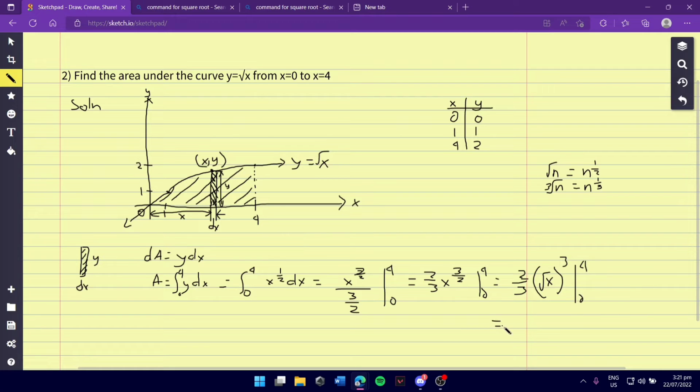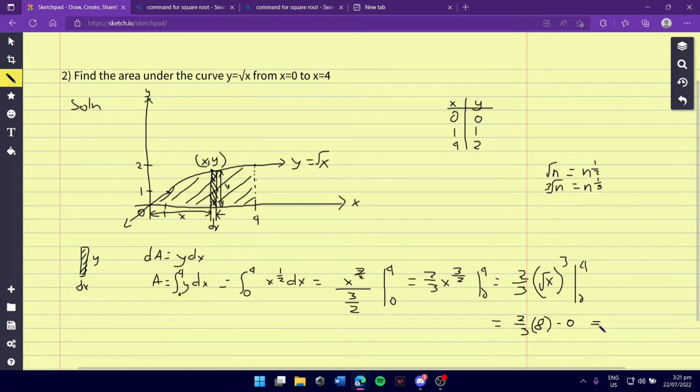And then next, we will solve for the limits. So this is 2/3. So the square root of 4 is 2, and then we'll raise it to 3, will become 8. And then we will subtract the value at 0. The square root of 0 is 0, raised to 3 is equal to 0.